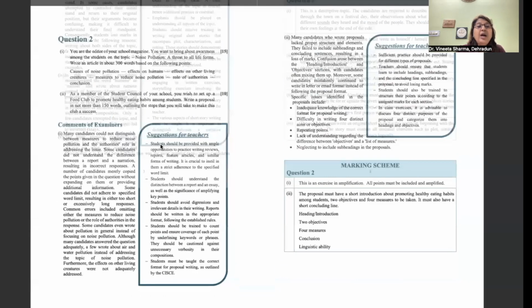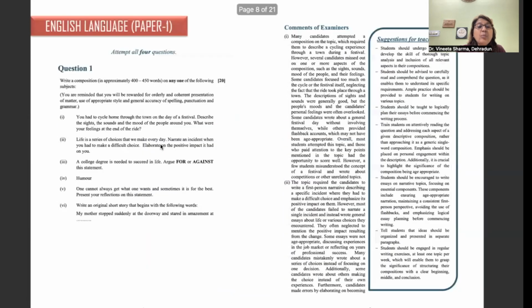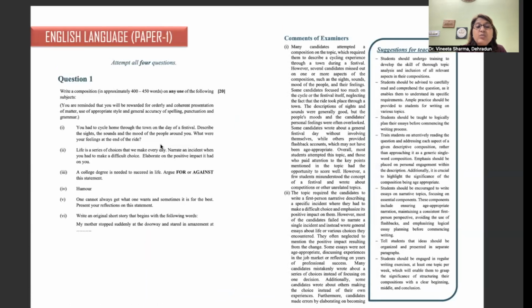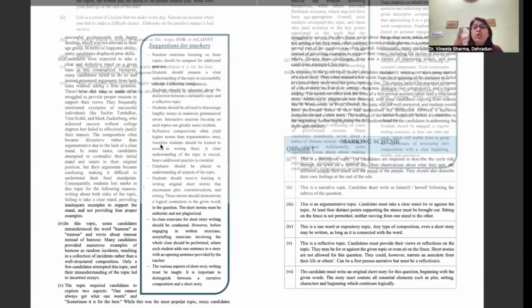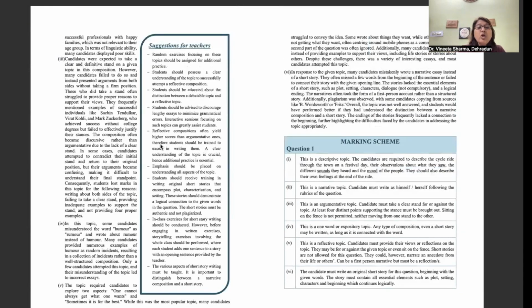All right. Now the next topic is, one cannot always get what one wants, and sometimes it is for the best. Present your reflections on this statement. So reflections means it's a reflective topic, and here you have to give what you think about this. In this topic, the topic required candidates to explore two aspects: one cannot always get what one wants, and sometimes it is for the best.